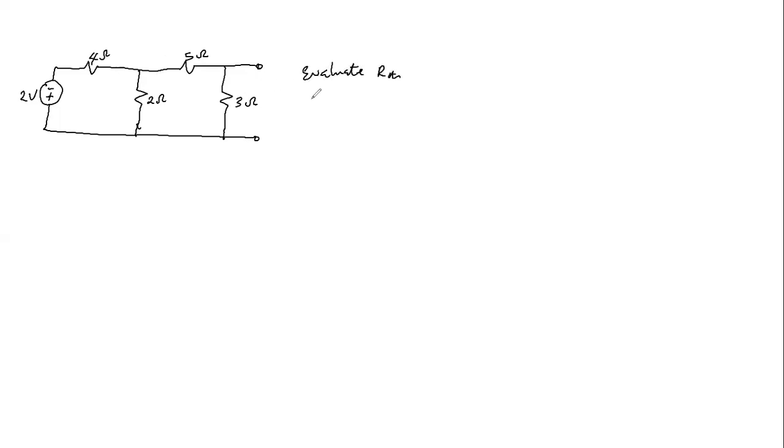Evaluate R Thevenin. We already established that R Thevenin by our method 1 is the same as the open circuit voltage divided by the short circuit current. So for us to evaluate the open circuit voltage, it means we'll have to resolve the voltage across these terminals. Okay? And for us to do that, just write this. So we understand that this is positive, negative, and the voltage here is VOC. That's what we want to resolve.